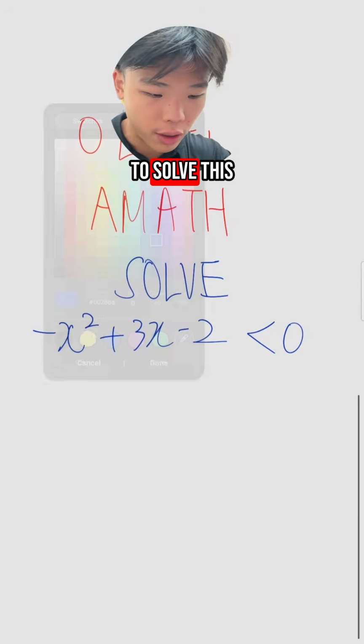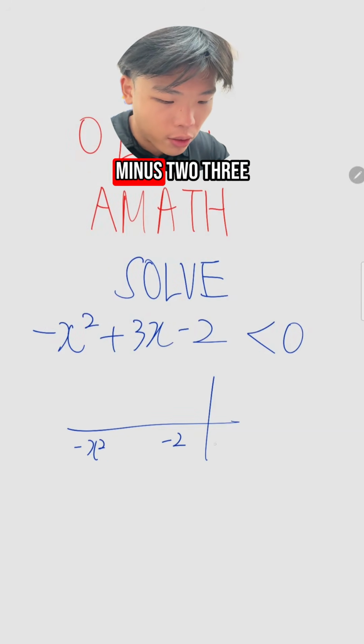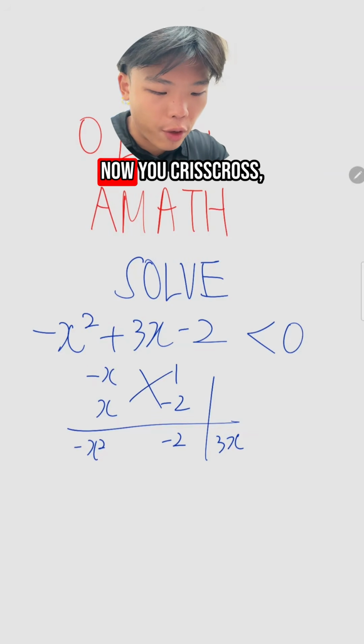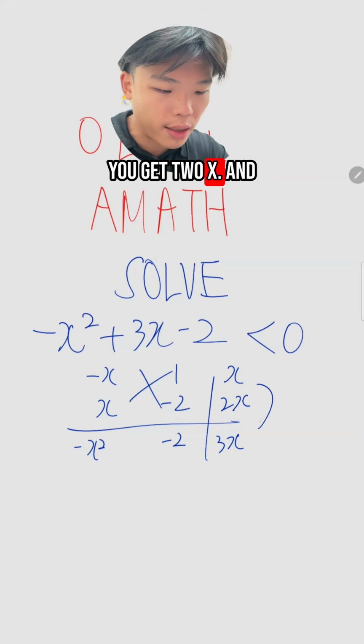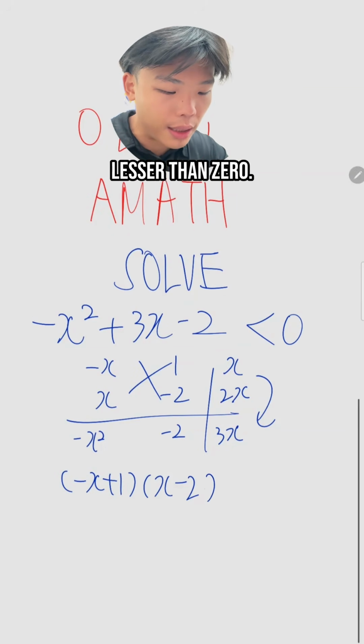So if we want to solve this quadratic inequality, it's very simple, right? You first draw your table, then your minus x squared minus 2, 3x minus x, and then here you put minus 2 and here you put 1, right? You crisscross, you get x, and here you get 2x, and that's how you get 3x over here. So when you factorize, you get negative x plus 1, and x minus 2 is lesser than 0.